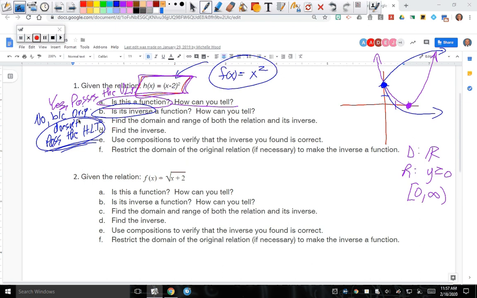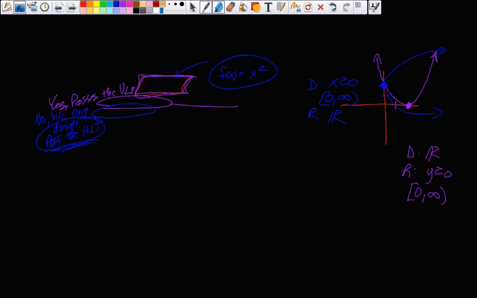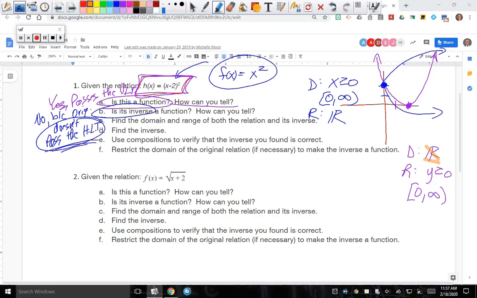Go with me? So if I said right now, what's the domain? What would y'all say the domain of this blue inverse graph is? Yeah, x is greater than or equal to 0, or 0 to infinity, and the range is what? All real numbers. And notice, just like we did last class before the 4-day weekend, the domain of the original will equal the range of the inverse. Likewise, the range of the original will equal the domain of the inverse. Okay?